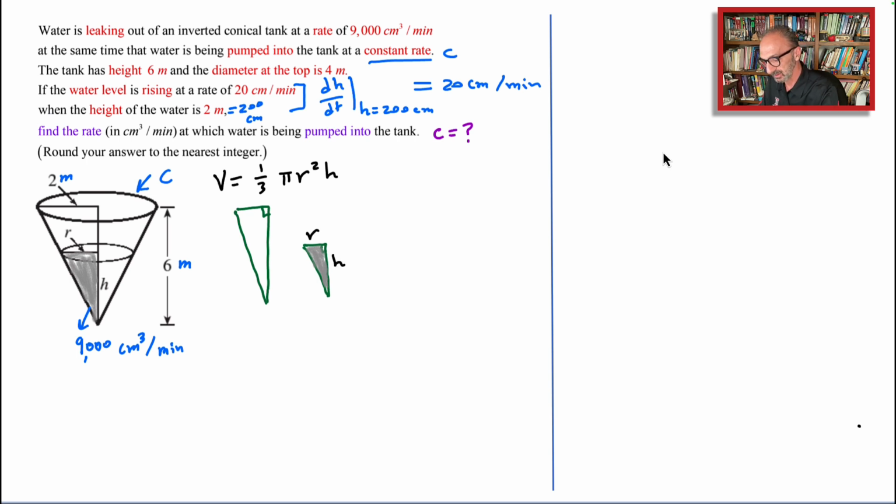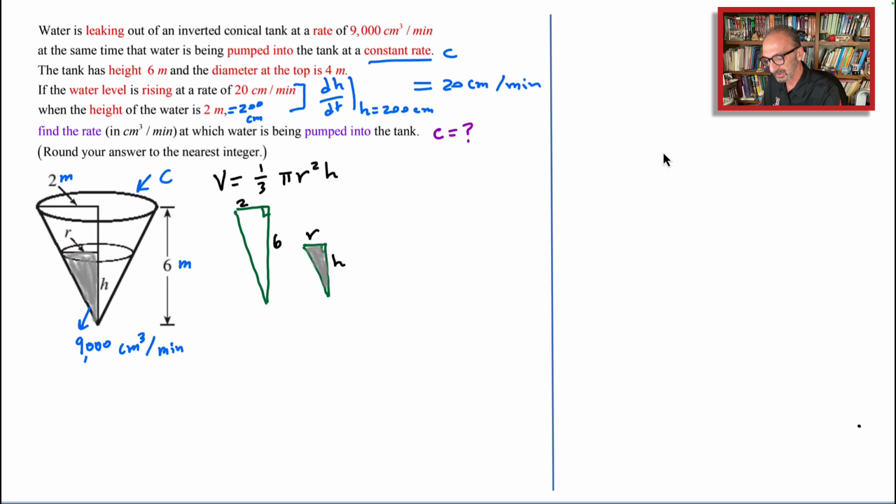This right here is 2. I know it's meters, not centimeters, but that's fine, because we're going to end up with a ratio. We're going to have to simplify it. 200 centimeters, 600 centimeters, or 2 meters, 6 meters, same thing.